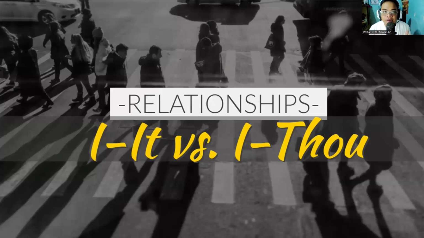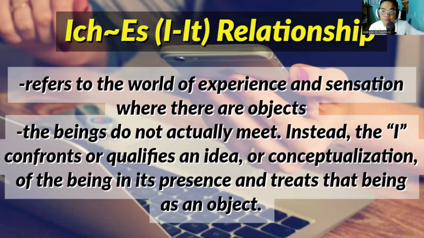Now, an I-it relationship happens when you treat others as mere objects and you see yourself as the only subject. That's difficult. It means he is your friend only when you need something. The I-it relationship refers to the world of experience and sensation where there are objects and the beings do not actually meet, because the I confronts or qualifies an idea or conceptualization of the being in its presence and treats that as an object rather than a subject. You have many of these. For example, a toxic relationship. You only need the person when you need their physical body. Or they are your friend only when you need help in math. Or you are only genuine when you need something from the person. You treat that person as a mere object.